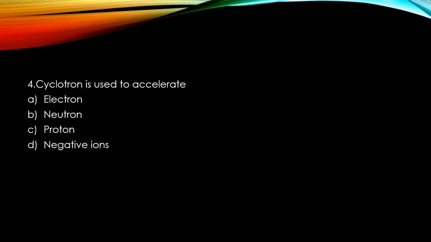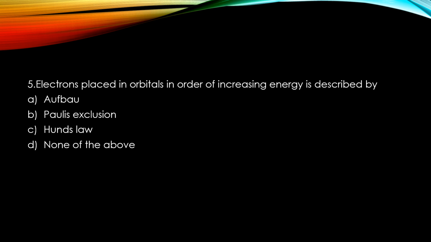And the fourth question is cyclotron is used to accelerate electron, neutron, proton, or negative ions. And our answer is proton.